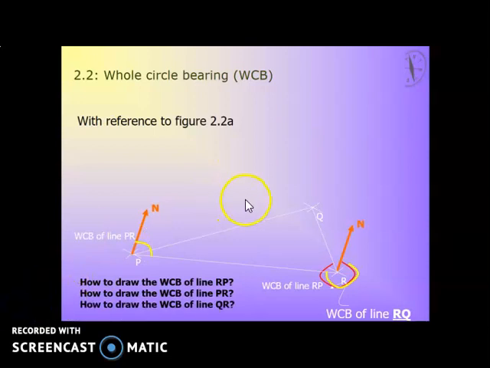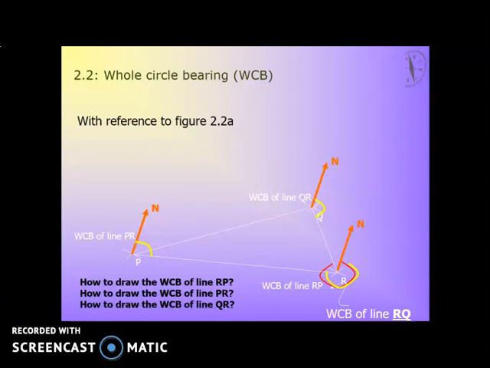So the last one, whole circle bearing of the line QR. You are starting from Q and you move towards the point R. Therefore, you need to draw the north at the starting point of the line QR, which is at Q. And you start to rotate from the north towards the line QR, and you will end up with the angle in this manner. That is the whole circle bearing of the line QR.